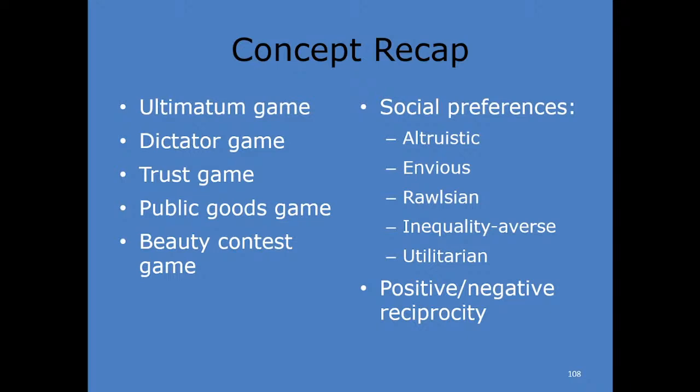So there's the similar aspect that if I'm the only sucker who cooperates, I will be free-ridden upon, and that will be bad for me. But if I trust that others will cooperate, then I may be able to escape from the Nash equilibrium. And then we briefly talked about the beauty contest game. In terms of preferences, we have seen altruistic, envious, Rawlsian, which try to avoid the worst outcome, inequality averse, and utilitarian preferences. And finally, the aspect of positive and negative reciprocity.